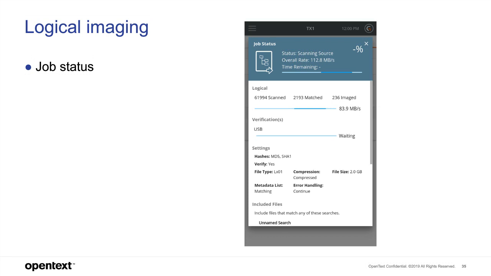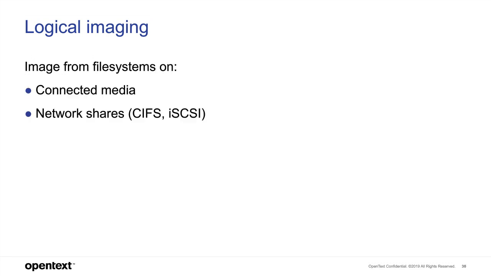TX1 can logically image locally connected media, CIFS shares, or iSCSI volumes. They may mount differently, but once a volume is mounted as an available source drive, the file selection and search parameter process is the same.